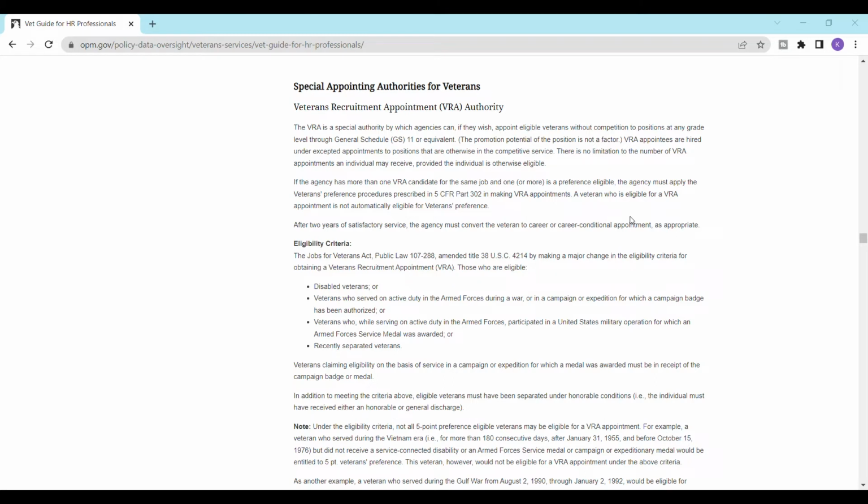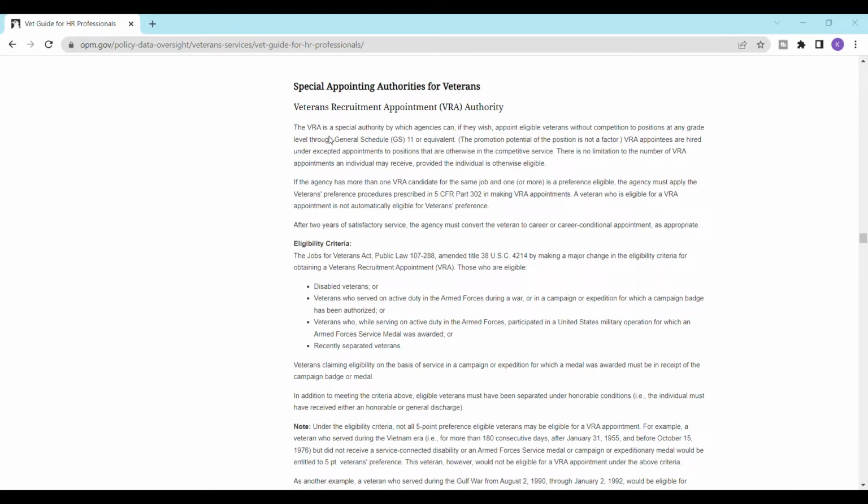Status comes with some special hiring authorities just for veterans. The main ones are VRA, being 30% or more disabled, and VEOA. To look at the eligibilities for each of these, all I did was scroll down a little bit farther under the same section of OPM that we covered before.